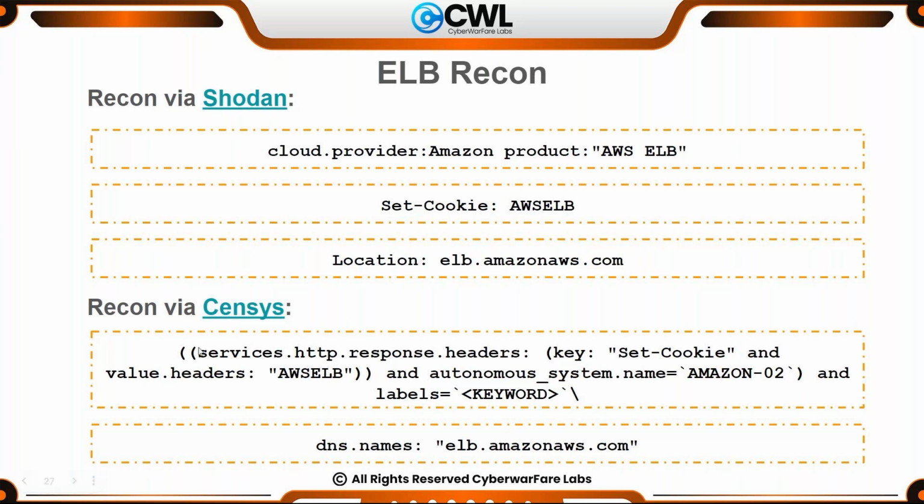So let's see the first query here, which targets HTTP responses that contain the Set-Cookie header with the value AWS ELB, and where the autonomous system is identified as Amazon O2. Additionally, it filters results labeled within a specified keyword. And the second query searches for the DNS names that contain elb.amazonaws.com. This indicates that the query targets hosts that are part of the ELB service hosted on the AWS platform.